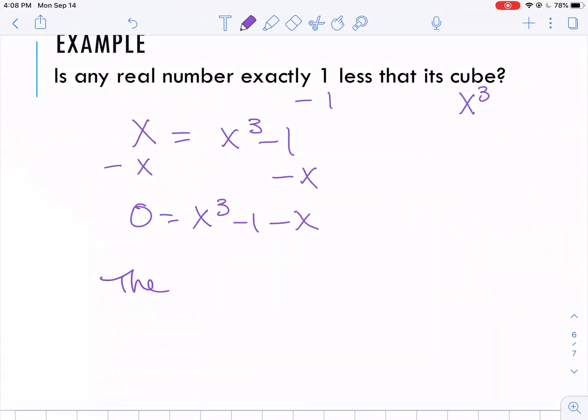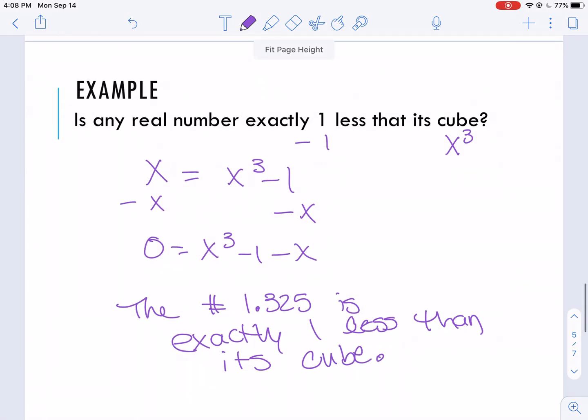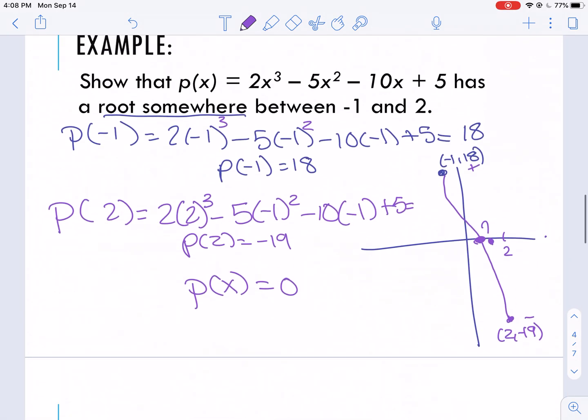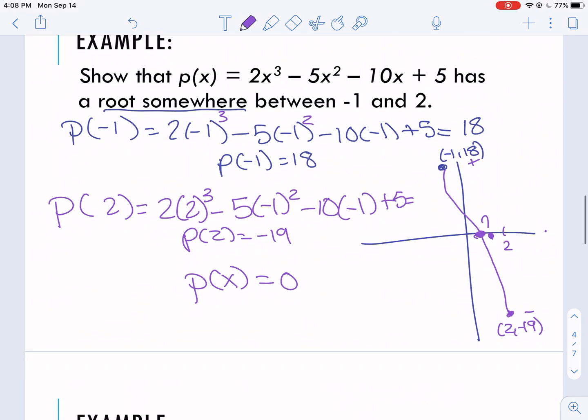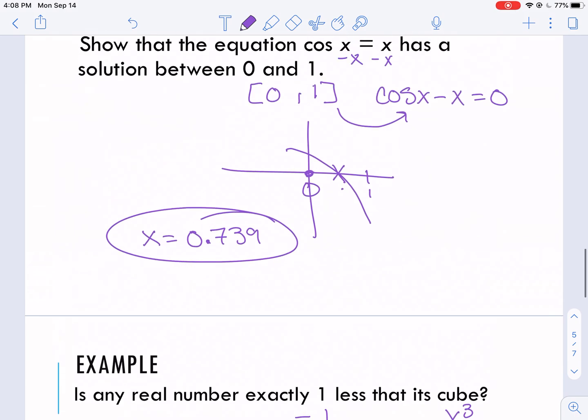So the number is exactly 1 less than its cube, okay? That is the solution to that one, and that is how we can apply the intermediate value theorem to either reasoning out whether there is a root located there, or finding exact values by looking for roots.